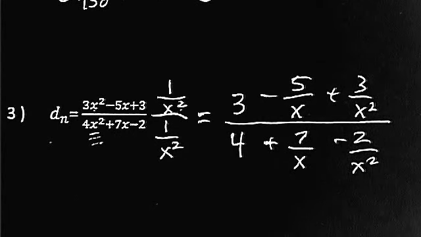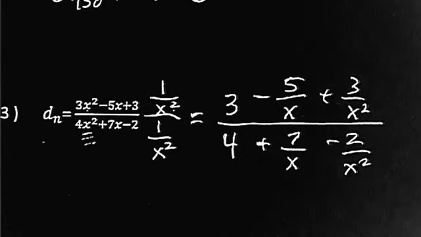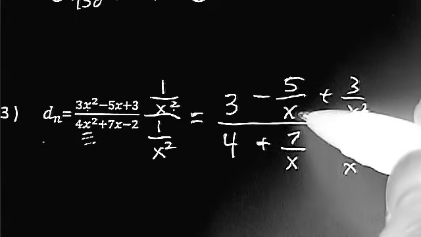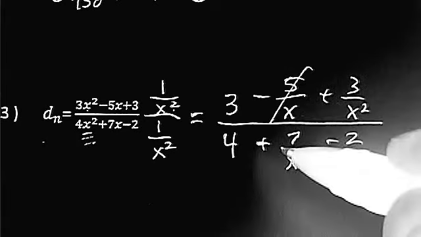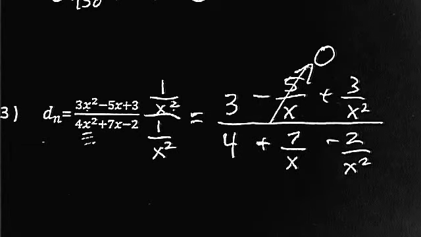X is getting bigger and bigger and bigger. Well, what happens to this when x gets bigger and bigger? Negative 5 divided by a million, negative 5 divided by a billion, negative 5 divided by a trillion. That's getting smaller and smaller and smaller. In fact, we say that this disappears to 0. That's because it's based on the harmonic sequence we talked about earlier.